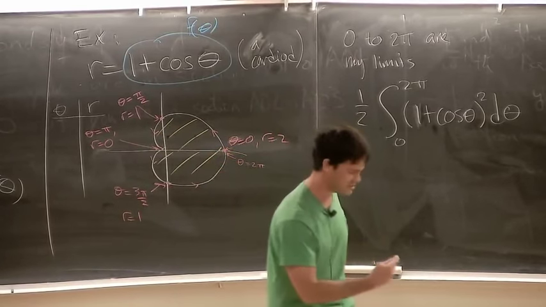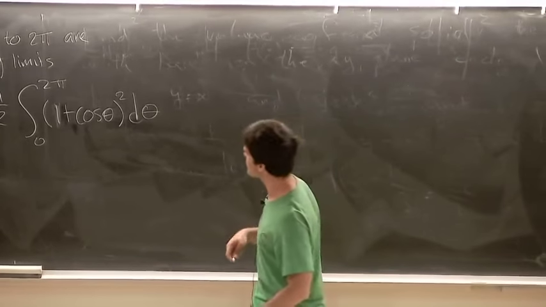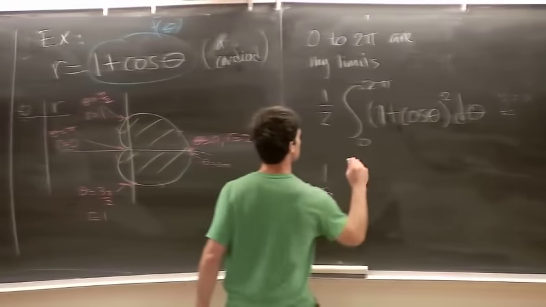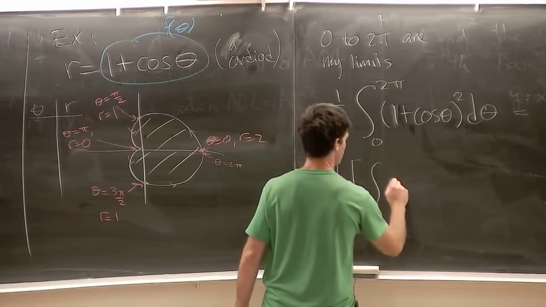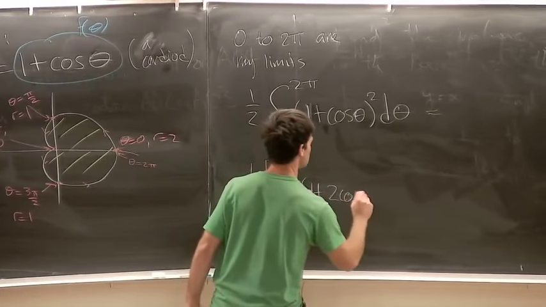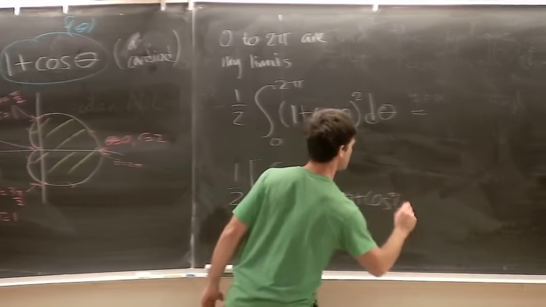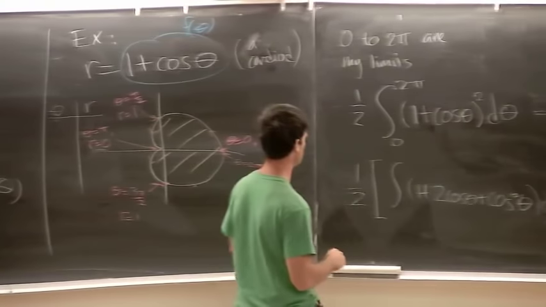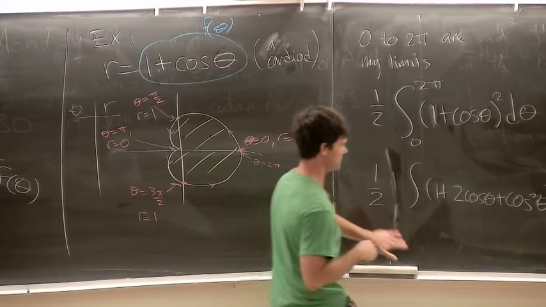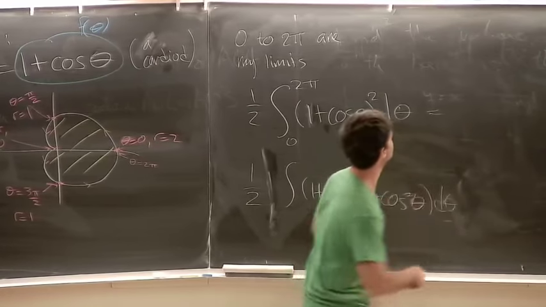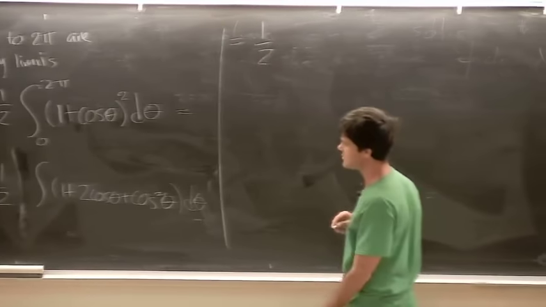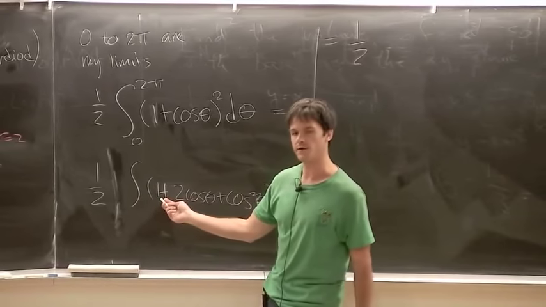It doesn't really save me much time here, so I won't bother, but there are situations where that would save you time. I'll just leave it like this. So let's see if we can do this integral. This is the integral of 1 plus 2 cos theta plus cos squared theta. Looks like I put in an extra set of parentheses that I don't need. So this is 1/2. Integral of 1, that's theta.